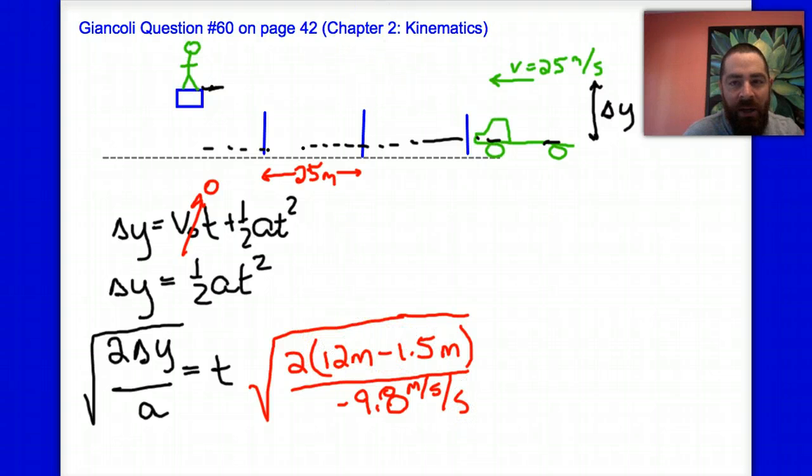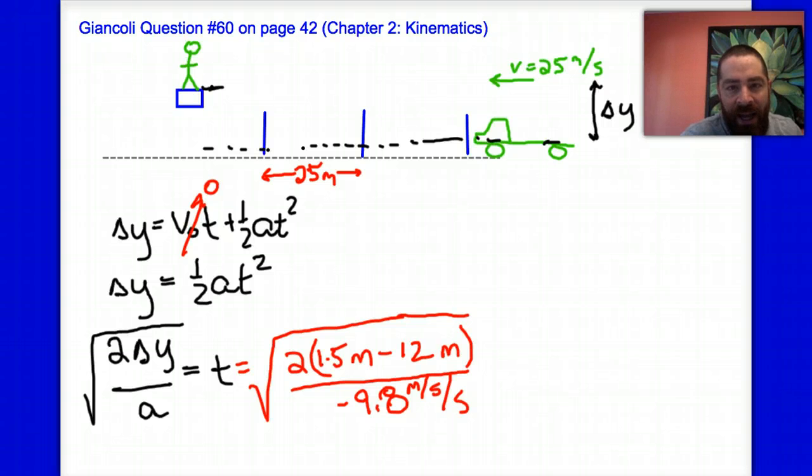I've made a small mistake here, recognizing the way that I wrote delta y. My delta y by definition is final minus initial position, and I wrote initial position minus final position. So I'm going to change that. You'll notice that that's going to help my sign. So I'm going to get 1.5 meters minus 12 meters. That creates a negative up here, so if I stick to the rules, I get a negative in the numerator and the denominator that cancel out. That allows me to get a positive number under the square root sign and avoid imaginary numbers.